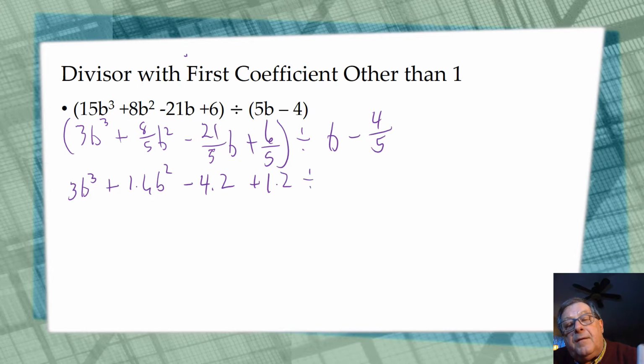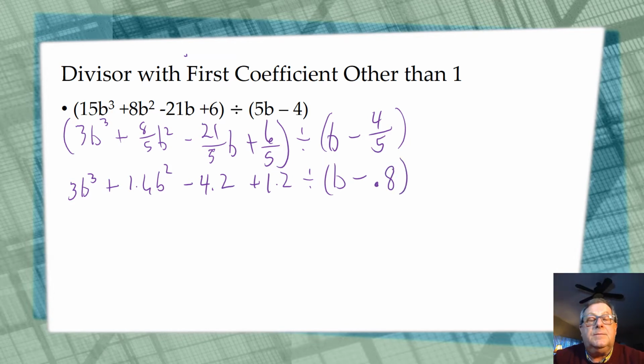And divide that by b. And negative 4 divided by 5 is negative 0.8, or negative 8/10. Okay, well, I got a negative 8/10. I'm going to put 8/10 in the box.